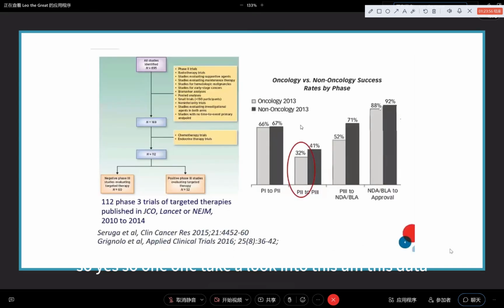So yes, I want to take a look at this data. This is the data of oncology and non-oncology success rate by phase. As you can see, moving to phase 2 and phase 3, the success rate is typically low compared to moving on from phase 3 to NDA/BLA. So it means that a lot of the drugs are still at phase 3. So yes, I'll pass the stage to Rad. He will continue presenting.